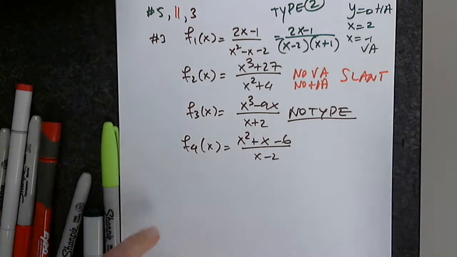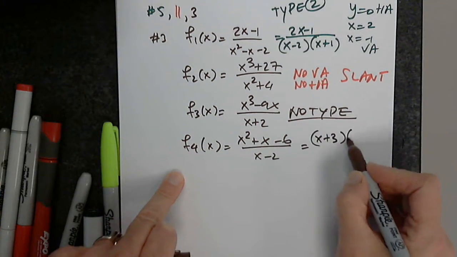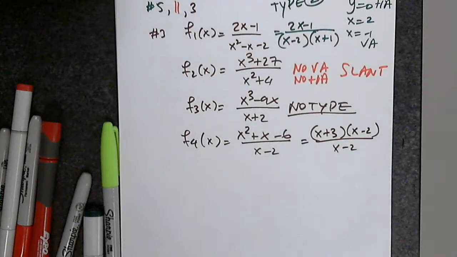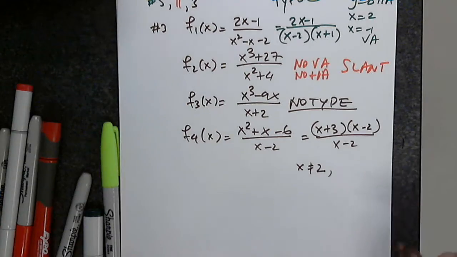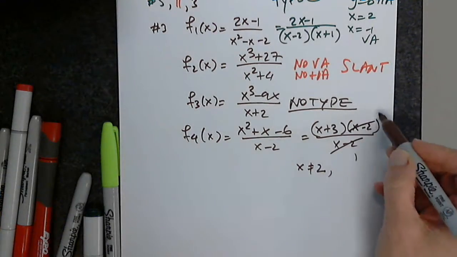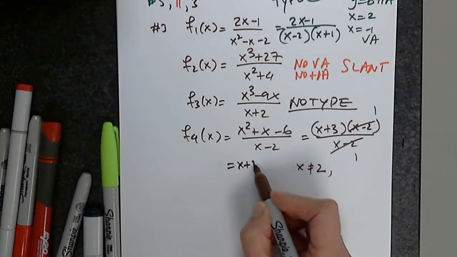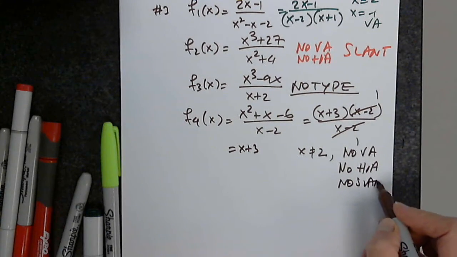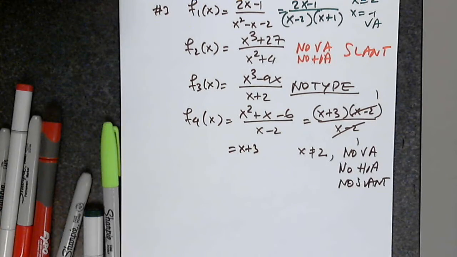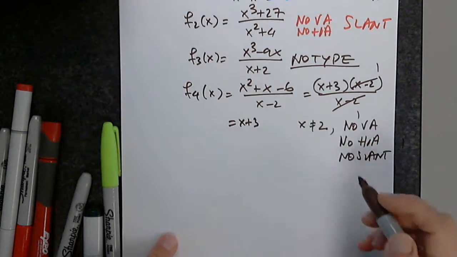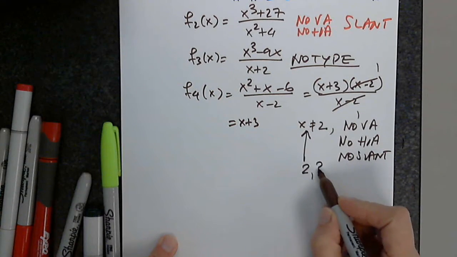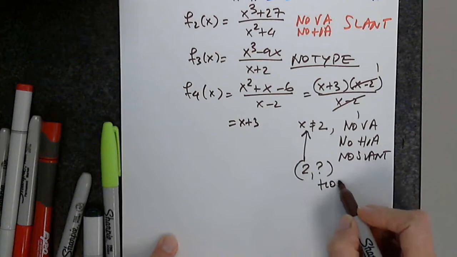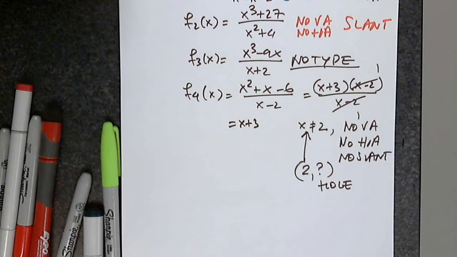Okay, so now the last one factors into x plus 3, x minus 2, divided by x minus 2. I know that x cannot be 2, but also x equals 2 cannot be a vertical asymptote. So no vertical asymptote, no horizontal asymptote, no slant. Actually, this is a linear function with a hole in the graph. So x equals 2, so 2 comma whatever I'll see in a minute will be a hole in the graph. And based on that, I can answer all the questions in the problem.